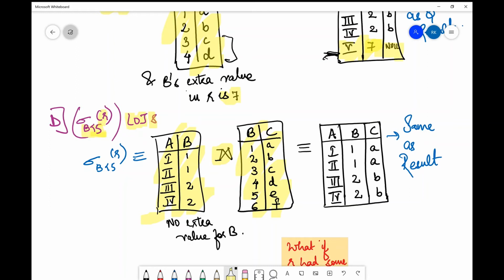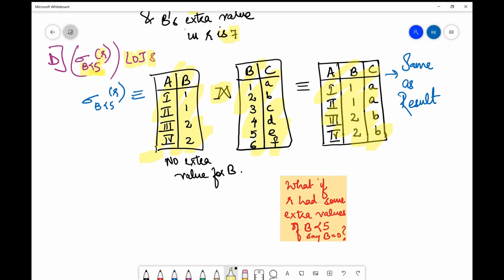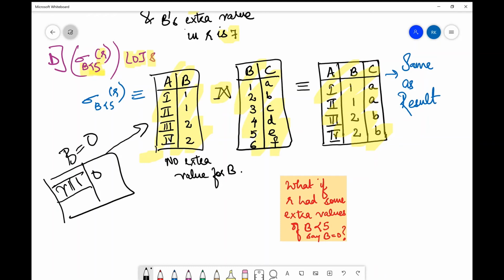So our final answer which we are going to get is this, which is same as the result. But now again I'll take up the same point over here, because what if B had a record with value equal to 0, B equals 0. Let's say we had a record 8 and 0 over here in R, right? Was it R or S? Yeah, R. So in that case, when I would have performed this query, what would have happened?